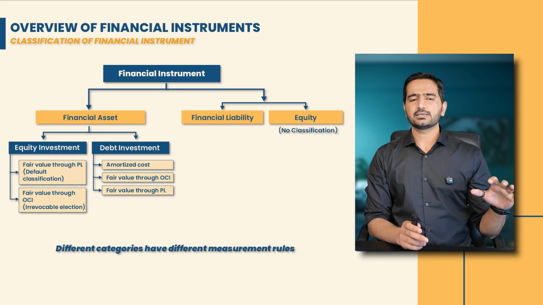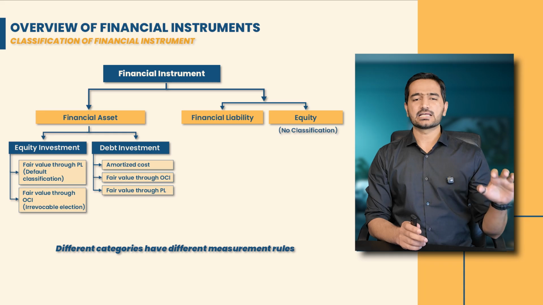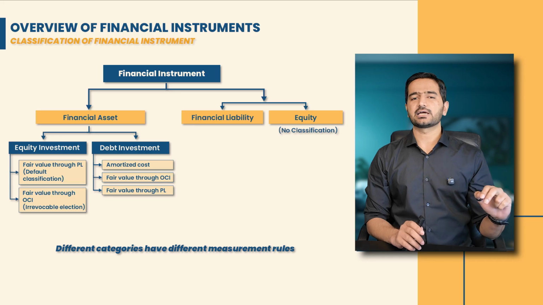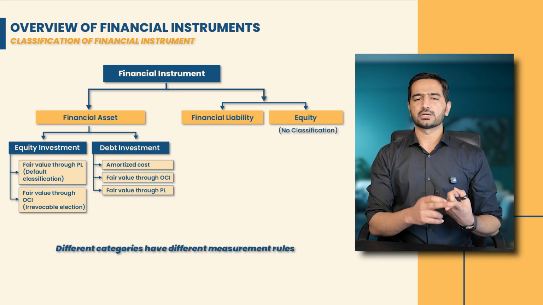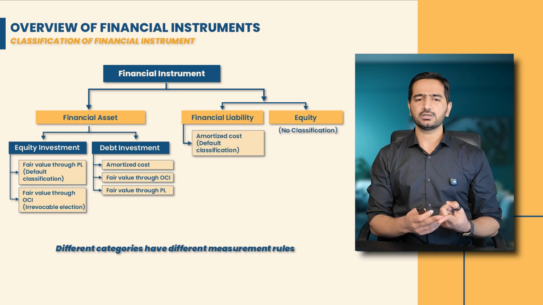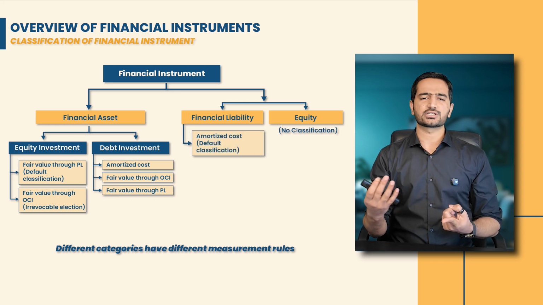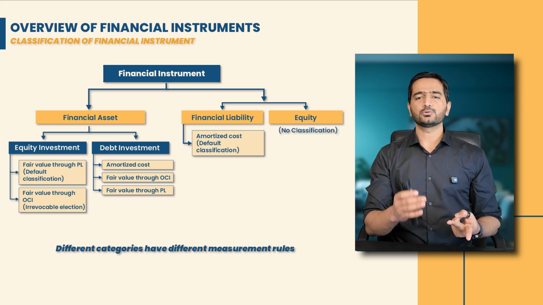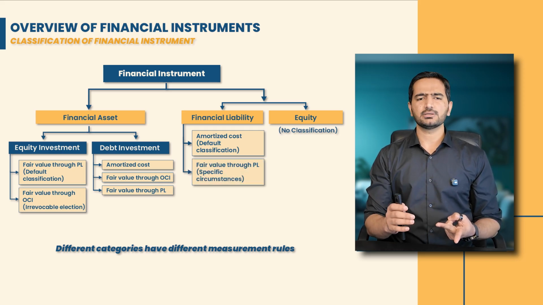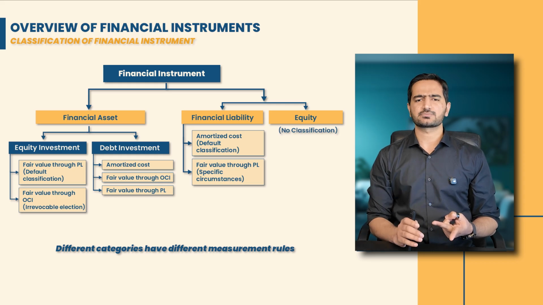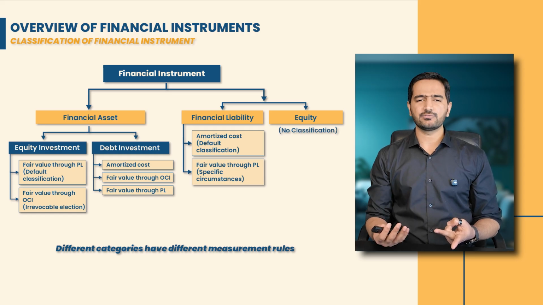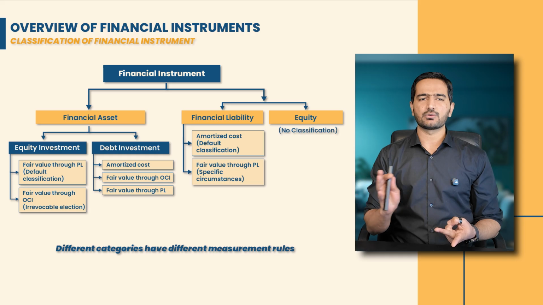Alright, now look at the financial liabilities. The classification options here are simpler than for financial assets. IFRS 9 gives us two options. Number one is amortized cost. This is the default and it applies to the most ordinary financial liabilities, things like bank loans, debentures issued, and trade payables. And number two, fair value through profit and loss. This is less common and is used in specific circumstances, for example, when an entity designates a financial liability at fair value to eliminate or reduce an accounting mismatch.